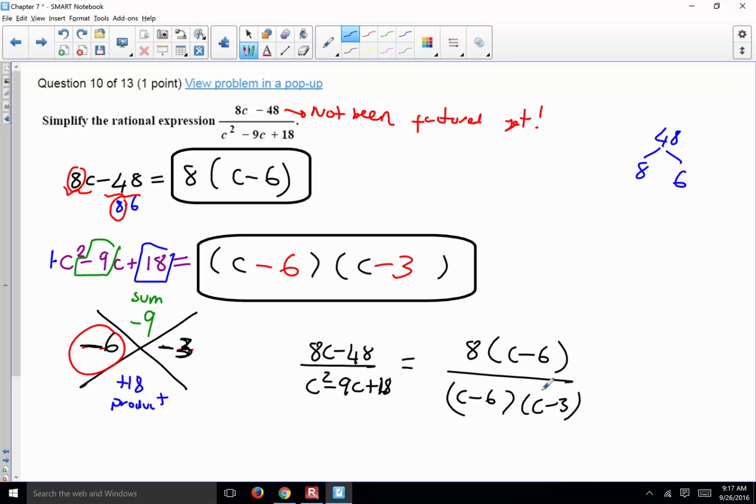Eating means simplifying. Reduce this. How? What's canceling? Watch for blocks or numbers matching on the top and bottom. C minus 6 and c minus 6 blocks cancel. And leave out, repeat anything left over in the top and bottom respectively. 8 and c minus 3. Any questions?